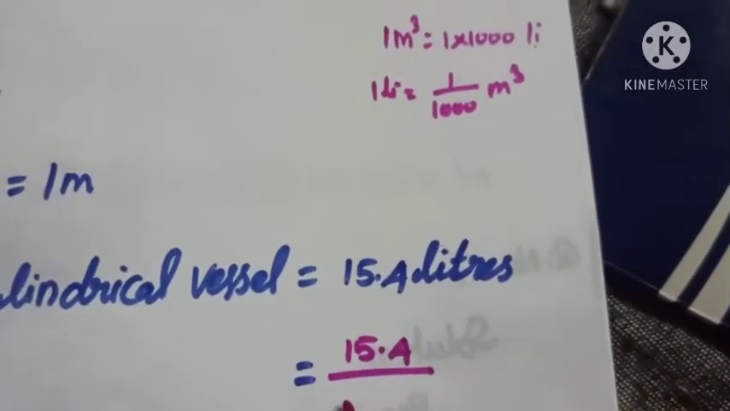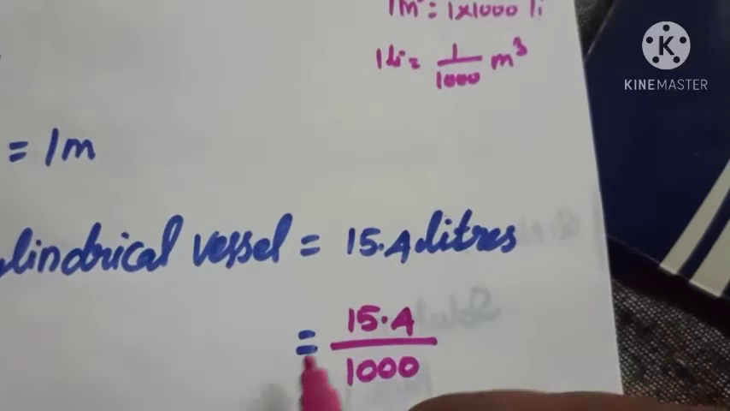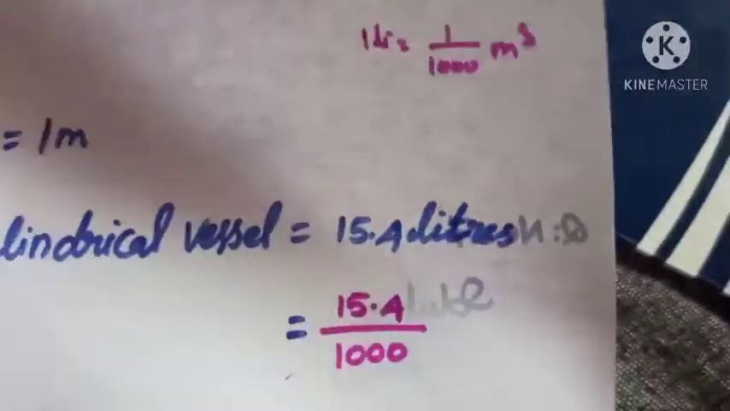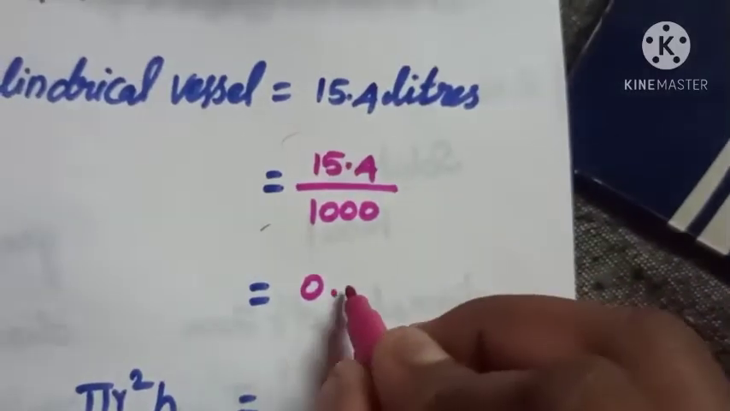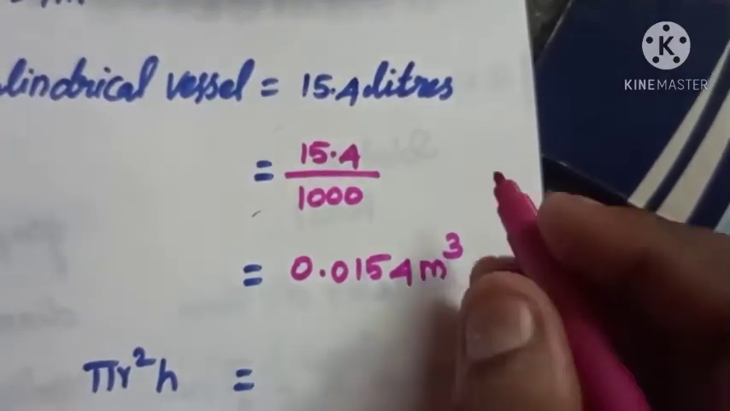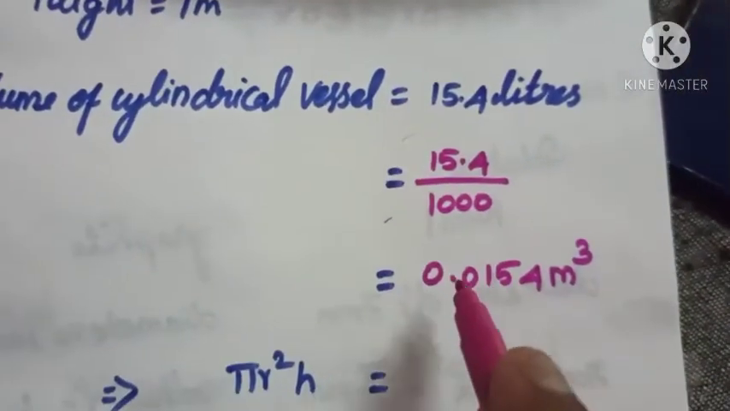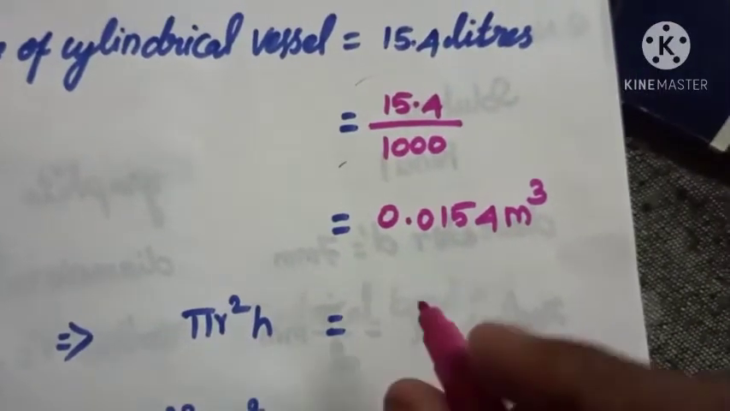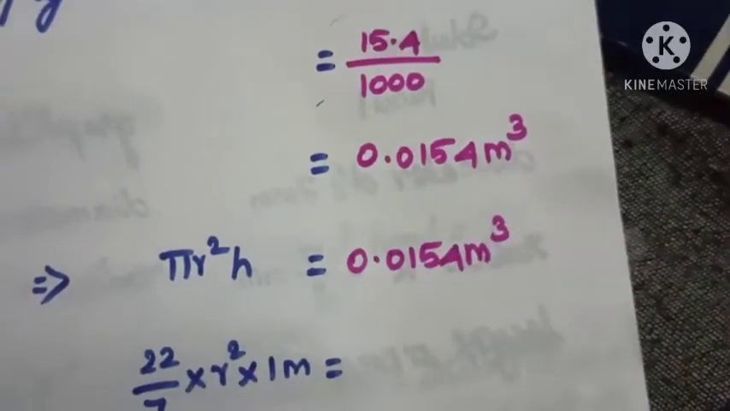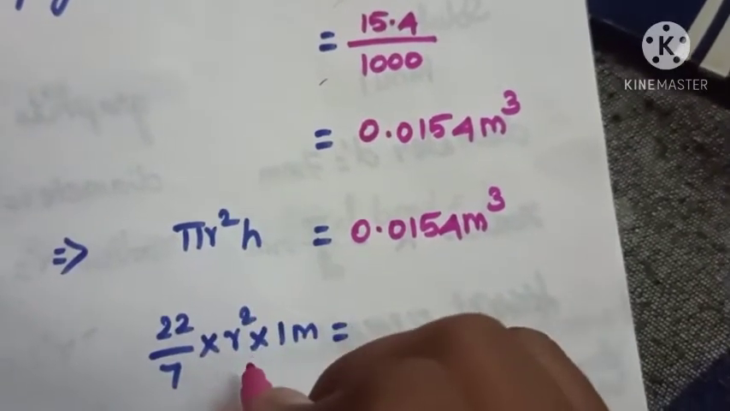15.4 can be divided by 1000. So how many zeros are there? 1, 2, 3. So 3 zeros means we move the decimal point left by 1, 2 and then 3 places. So it becomes 0.0154 meter cube. Now liters have become meter cube. You know that the volume of a cylindrical vessel is nothing but the volume of a cylinder. So pi r square h is equal to 0.0154 meter cube. We substitute pi r square h: 22 by 7 into r square, since we don't know the radius, into height 1 meter.